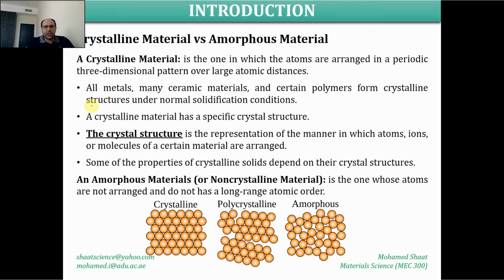A crystalline material, as written here in the definition, is one in which atoms are arranged. This is the key condition: atoms should have a specific arrangement for us to say that we have a crystalline material. So atoms should be arranged in a periodic, three-dimensional pattern. I'm just going to stop for a while on the periodic pattern. Forget about the three-dimensional part for now. What does pattern mean? What does periodic pattern mean?